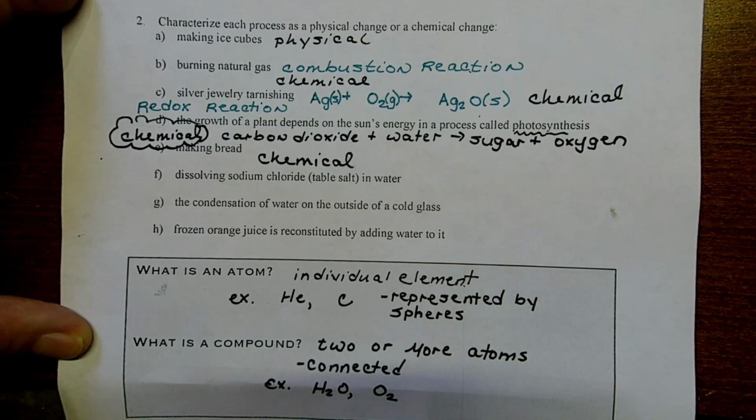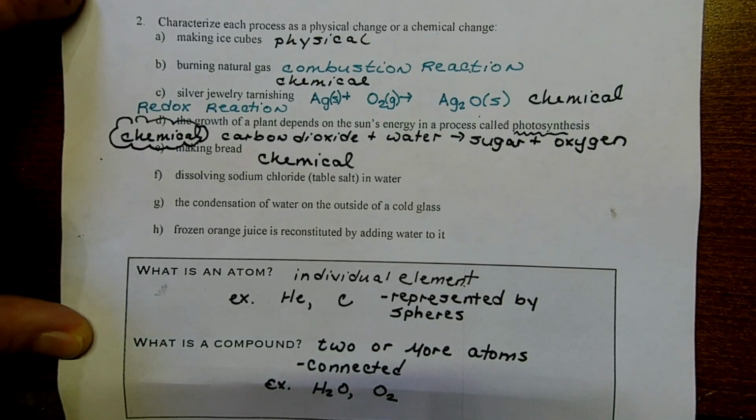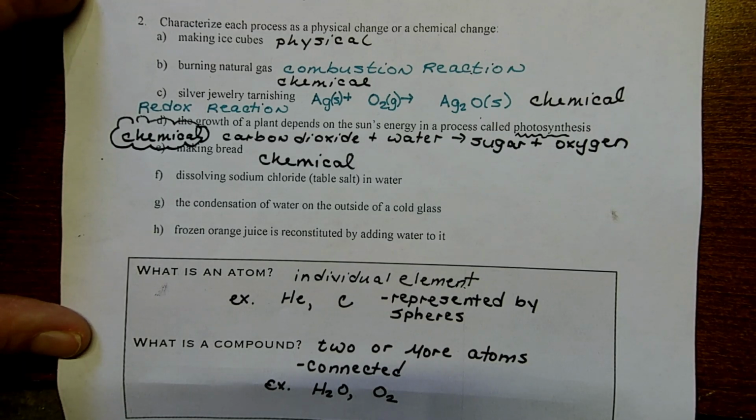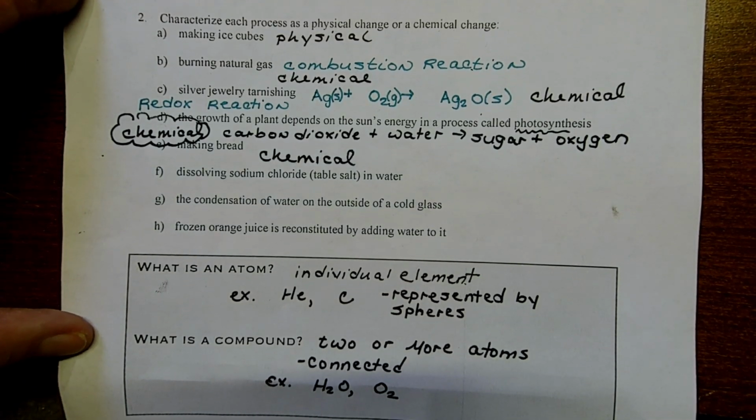You can't reverse it, right? Once you put the eggs and the flour and the yeast in there, good luck getting it back to yeast or flour. It's an irreversible process, which gives us an indication that it's chemical in nature.